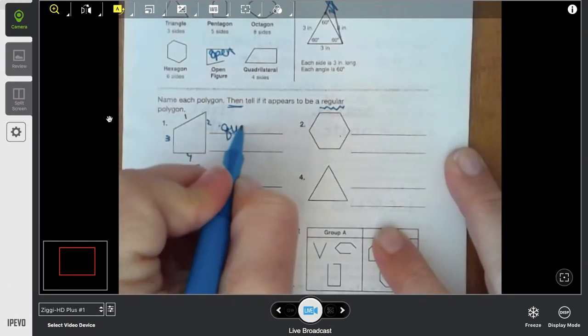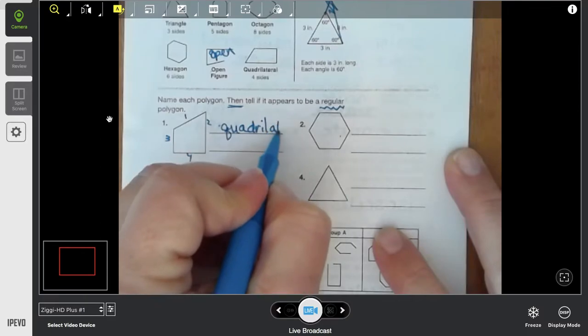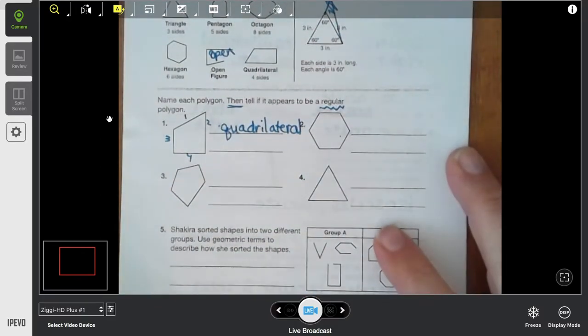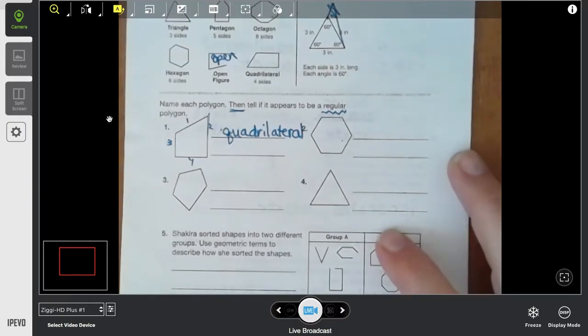So this first one, we know it's got 1, 2, 3, 4 sides. So a 4-sided figure is a quadrilateral. And is it regular? Well, right away I can tell it is not regular because this side is shorter than this side. As soon as 2 sides are not the same length, it is not a regular polygon.